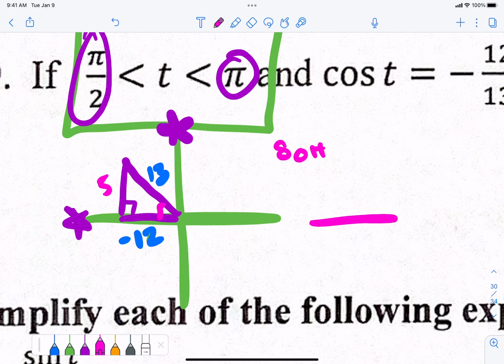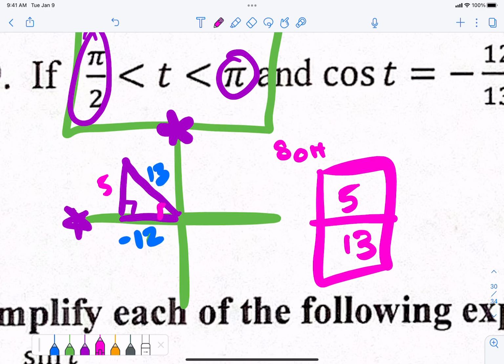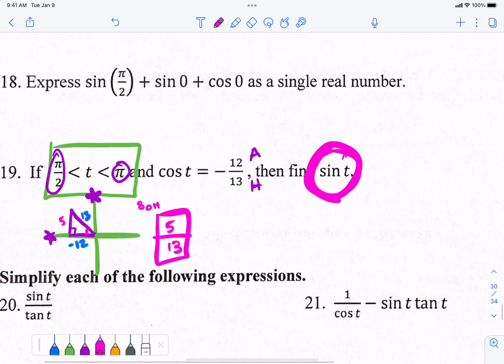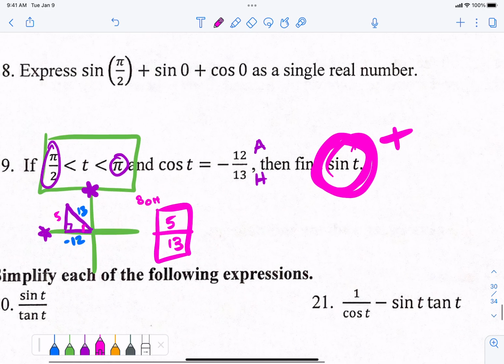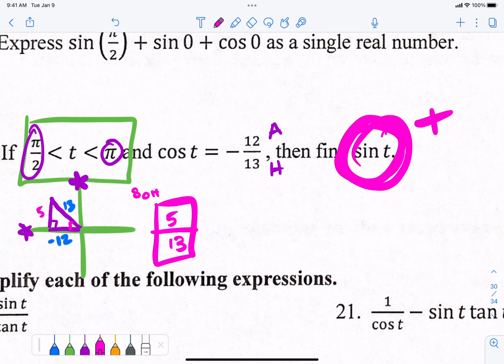What's the opposite side? 5. Hypotenuse side is 13, and it should be positive, because sine in the second quadrant is positive, right? 5 over 13 should be positive. Make sense? Good?